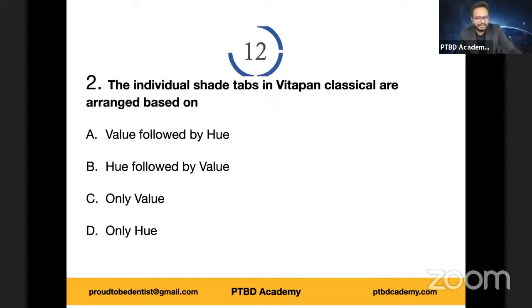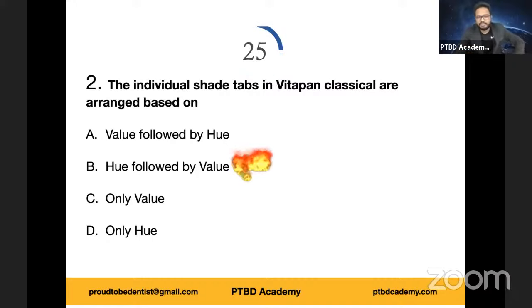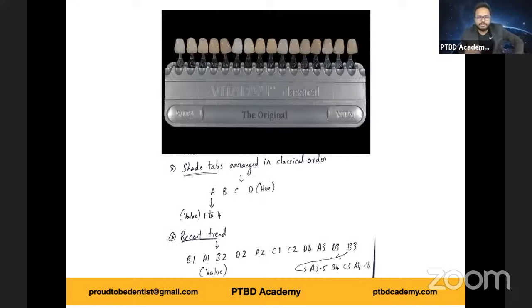Very good. Yeah. So as we discussed, we have groups A, B, C, D, right? These groups are arranged based on a hue. And then in each group, based on value, we have 1 to 4. I'm sure all of you will be answering it right. Very good. Option B is right answer. Keep it up. So do award yourself +4. So as you can see, Vitapan Classical group-wise arrangement, and in each group you have value-wise arrangement.